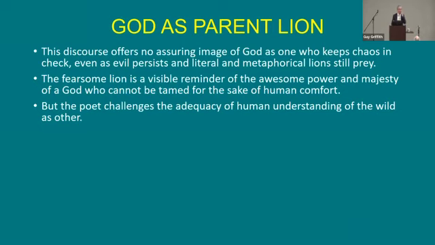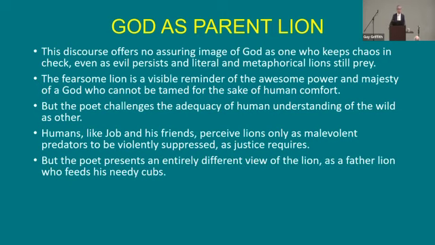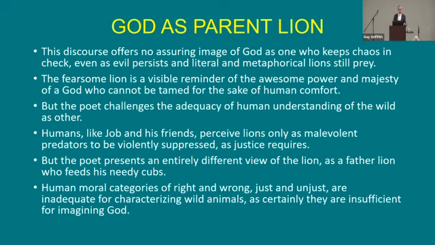But the poet challenges the adequacy of human understanding of the wild as other. Humans, like Job and his friends, perceive lions only as a maleficent predator to be violently suppressed, as indeed justice requires. But the poet of Job presents an entirely different view of the lion. The lion here is a father lion who feeds his needy cubs. Human moral categories of right and wrong, just and unjust, are inadequate for characterizing wild animals. And certainly, they are insufficient for imagining God. We'll come back to this point later on.